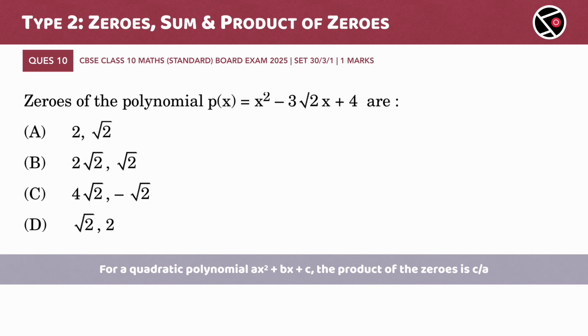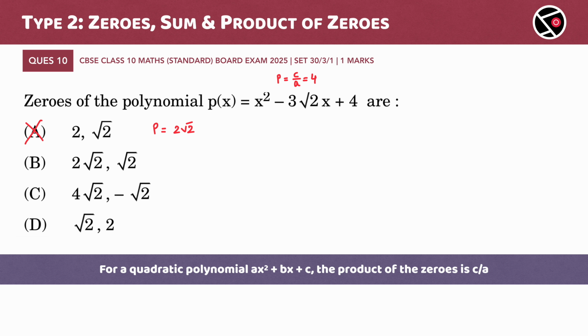Remember, product of zeros equals c over a. Here, c equals 4 and a equals 1. So the product of the zeros must be 4. Now let's check the options. For option A, 2 times square root 2 is 2 square root 2. Not equal to 4. We drop A.